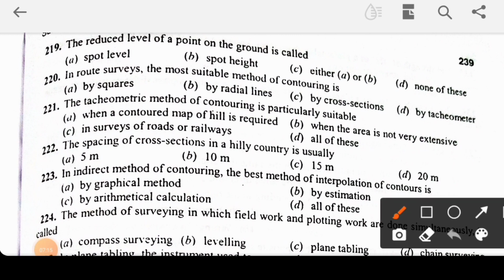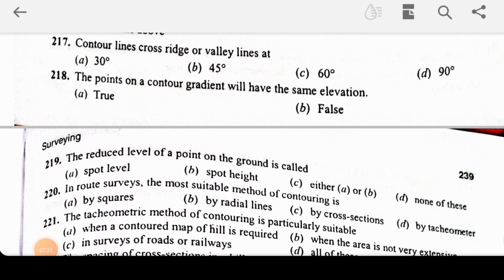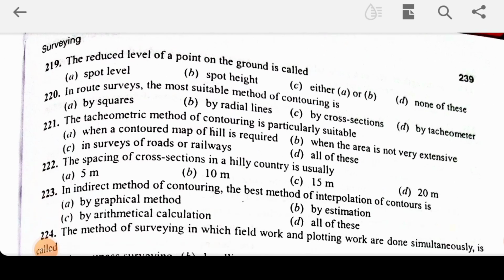सॉरी, एक क्वेश्चन छूट गया, 218 नंबर क्वेश्चन. The points on a contour gradient will have the same elevation. It is false. उसके बाद देखो, 219 नंबर क्वेश्चन.